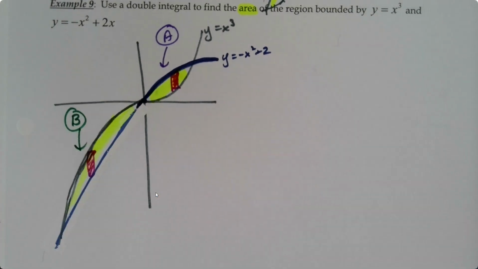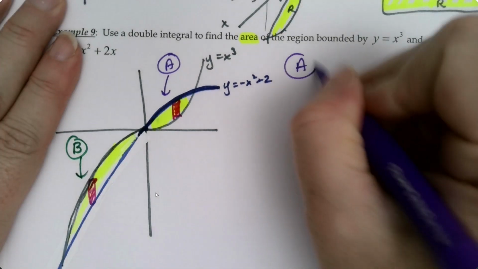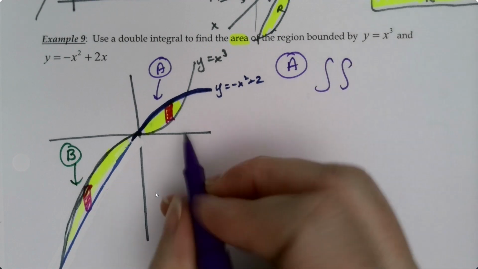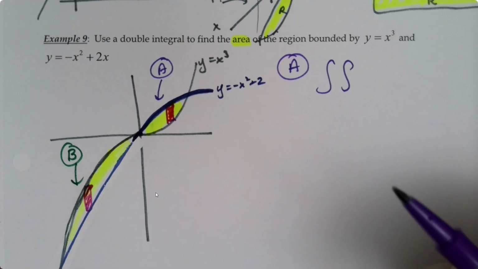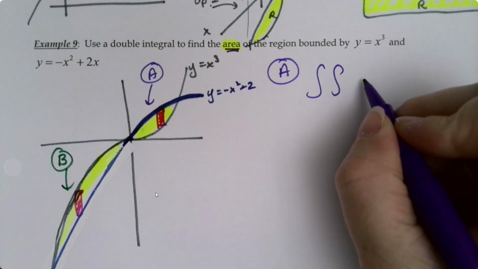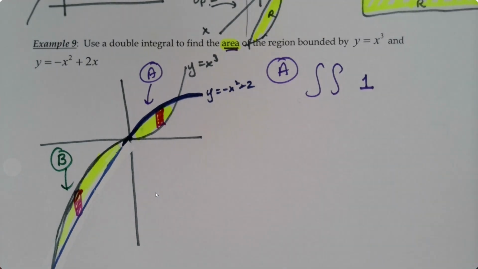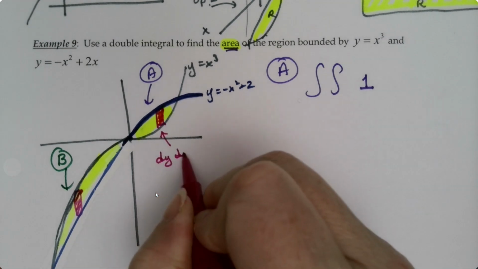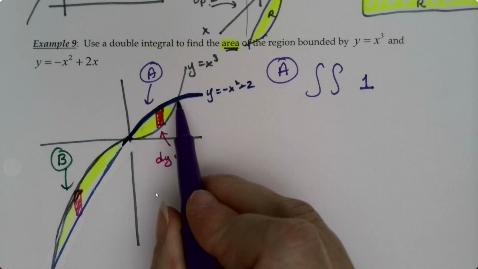Okay, so let's look at section A. Here, let me label this. Okay, so we want the double integral, and we're going to do vertical because these are already y equals and they're polynomials, so it doesn't make any difference which way we go. And since we want the area, we're going to use the integrand of 1. And then since we're going this way, this is dy dx. Remember that a vertical bar is dy dx. So this will be from 0 to when they intersect. So we're going to need to find that intersection.